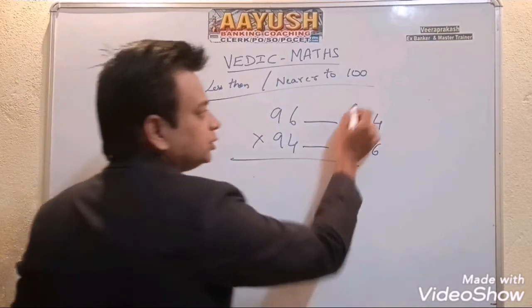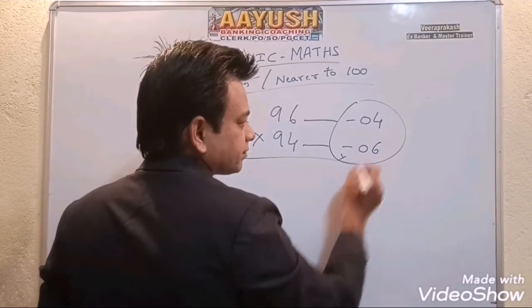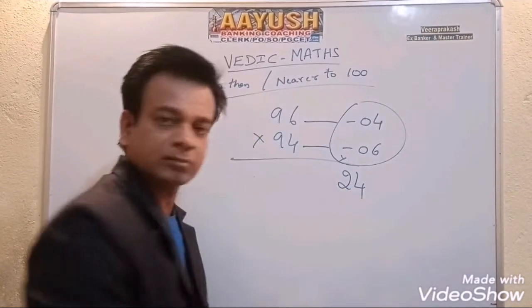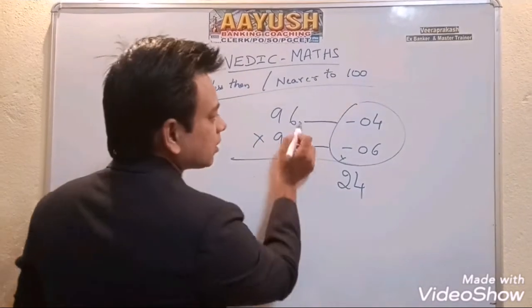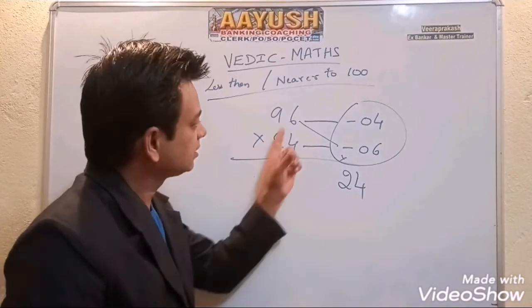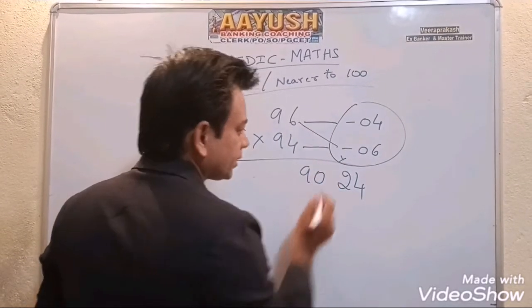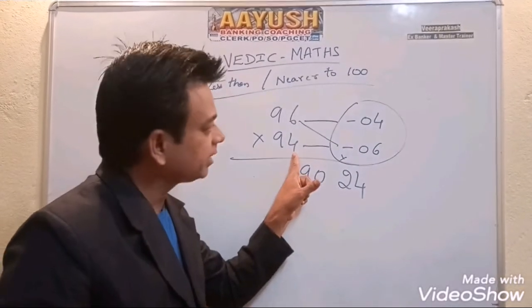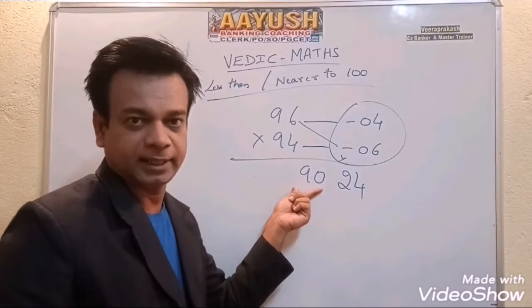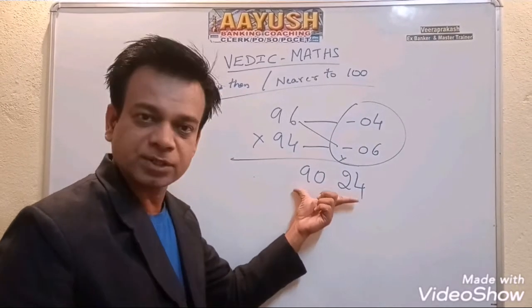So now you multiply this portion. 6 4s are 24. Okay. Now cross subtraction. 96 minus 6, 90. Or else you can go for this also: 94 minus 4, 90. So the final answer is 9024.